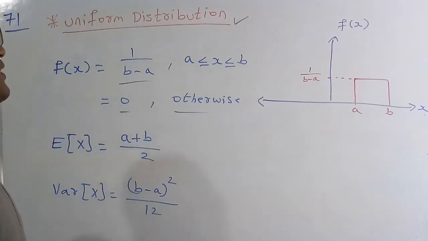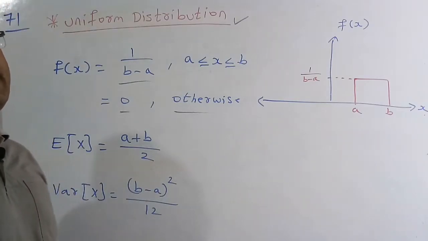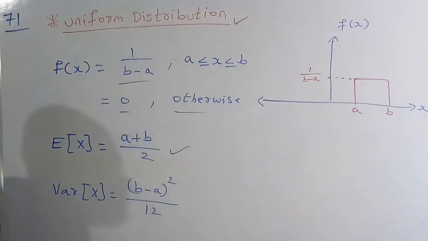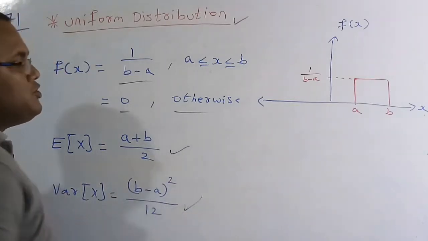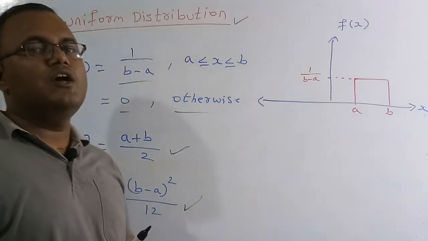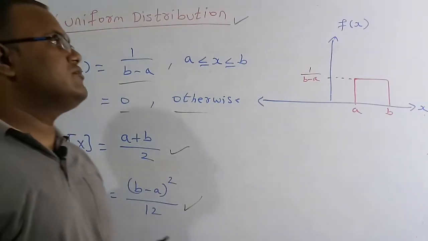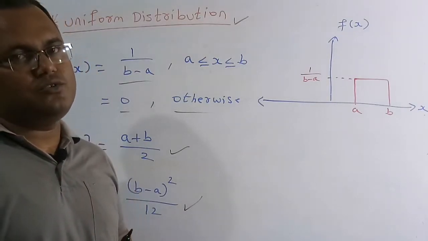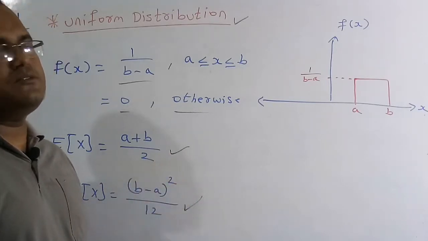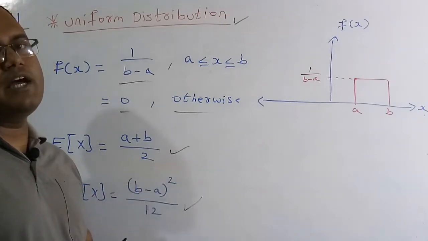If this is the case, then what is the expectation of the random variable? For the uniform distribution, the expectation of the random variable is equal to a plus b by 2, whereas the variance of the random variable is equal to b minus a whole square by 12. These are the important points that you always have to remember in the uniform distribution. Because most of the questions have been asked on these concepts, I am doing a small revision of them, so that it will be helpful for you in the coming examinations.